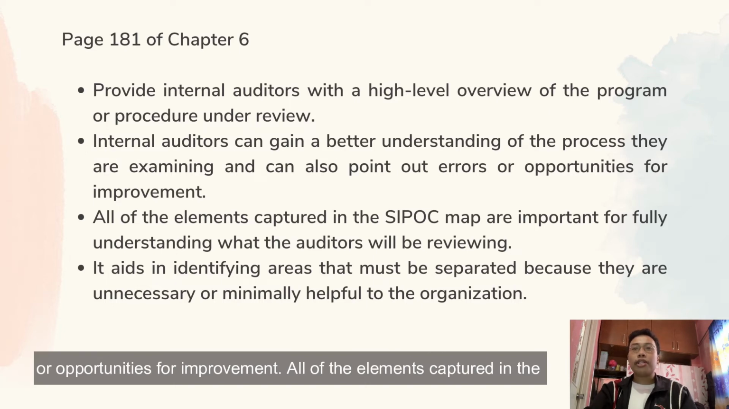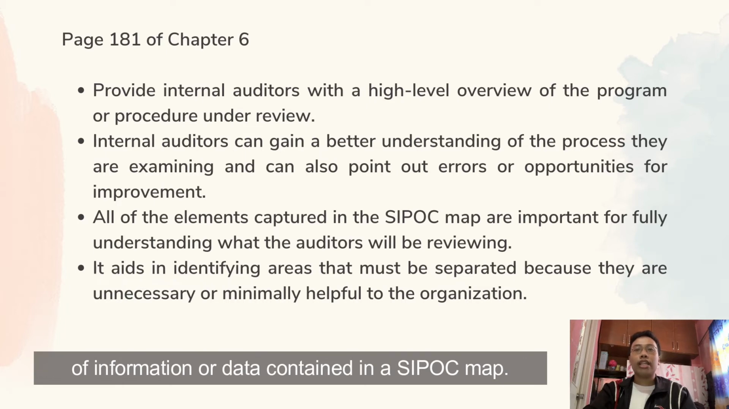All of the elements captured in a SIPOC map are important for fully understanding what the auditors will be reviewing. Failure to fully understand any of the matrix elements can limit the auditor's effectiveness in developing the scope during planning, as well as the team's ability to effectively understand the program or process during fieldwork. Additionally, it aids in identifying areas that must be separated because they are unnecessary or minimally helpful to the organization. To gain a better understanding of the unit under review, internal auditors should examine every piece of information or data contained in a SIPOC map.